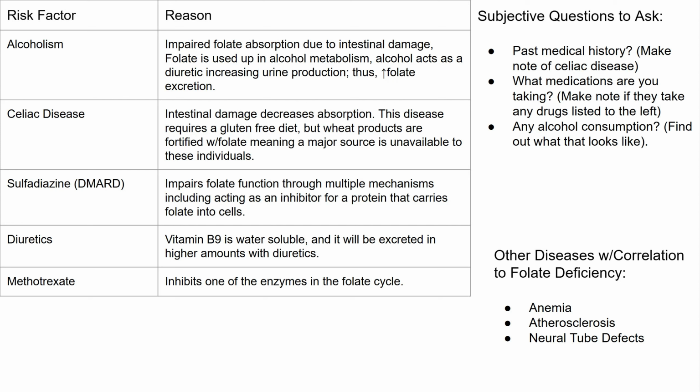Here are some risk factors you can look out for. Alcoholism impairs folate absorption due to intestinal damage. Folate is used up in alcohol metabolism. Alcohol acts as a diuretic, increasing urine production, thus increasing folate excretion.